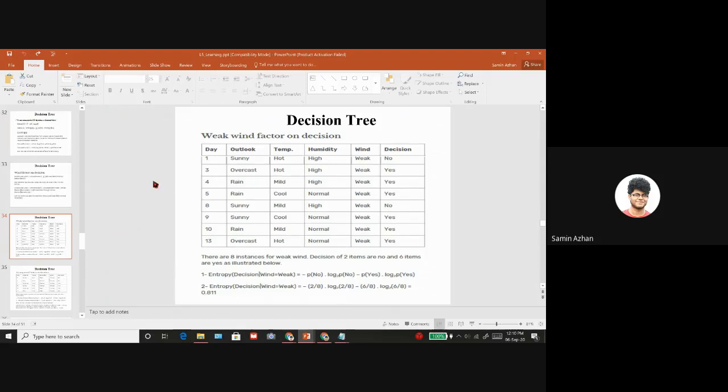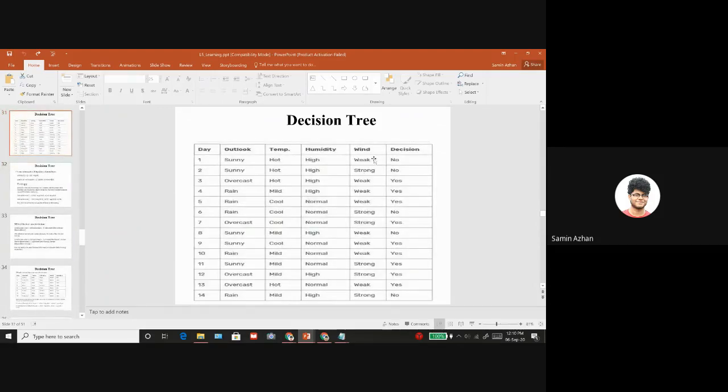There are two possible values for wind. Wind can be weak or strong. So in Outlook, there are 3 possibilities. It can be sunny, it can be overcast, and it can be rain. So what you would have to do is first calculate the entropy for decision while Outlook is equal to sunny, and then while Outlook is equal to overcast and while Outlook is equal to rain. So you have to calculate those 3 entropies.